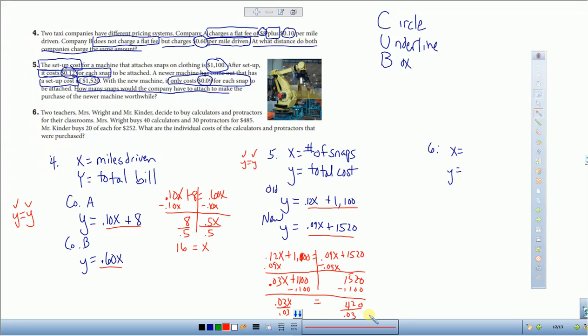I'll do this on my calculator just to make sure. 420 divided by 0.03. Oh, that's a lot of snaps. What that's going to tell me is x equals 14,000. So 14,000 snaps is when they both cost exactly the same. That's that one. Hopefully this next one's not too crazy, but we'll make it work no matter what.